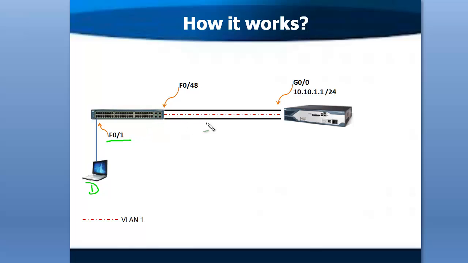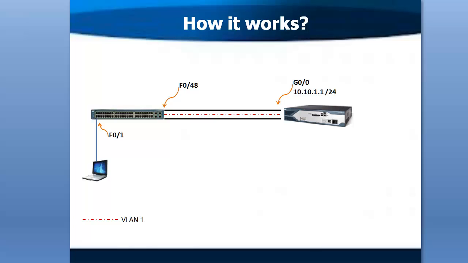This is my trunk. My trunk link is configured. And this is the network that we're going to be dealing with here on Gig 0/0. So all that's already been pre-configured. The only thing that we need to do is go into the router and set up our DHCP.